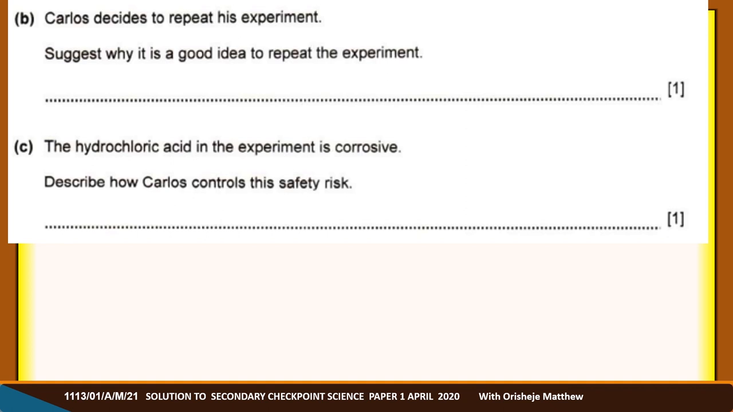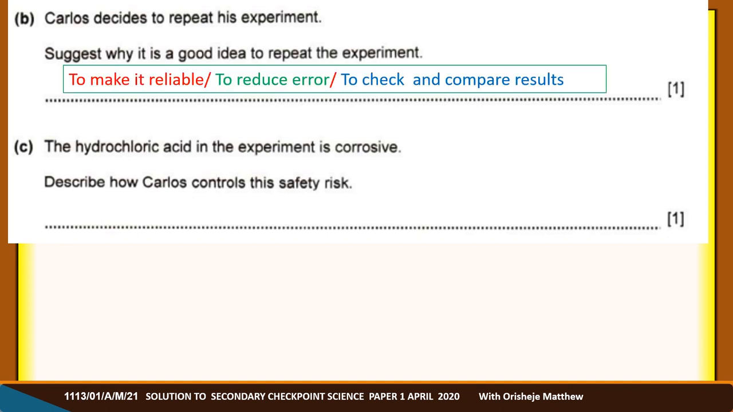8B. Carlos decides to repeat the experiment. Suggest why it is good to repeat the experiment: to make it reliable, to reduce error, and to check and compare results.